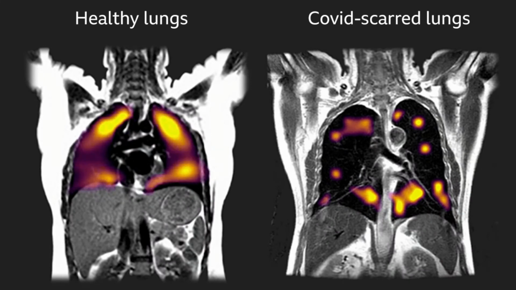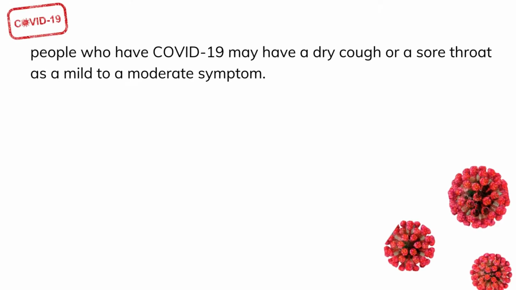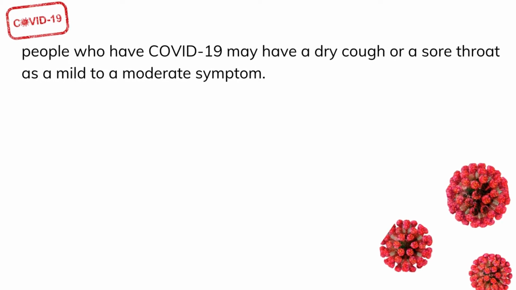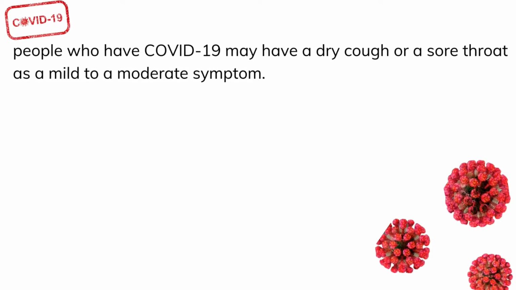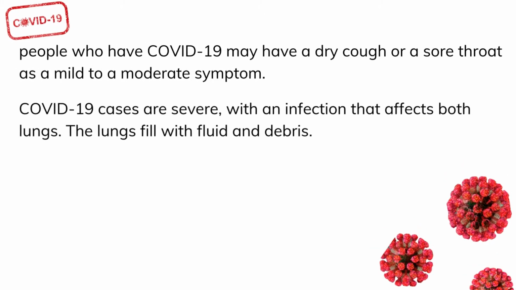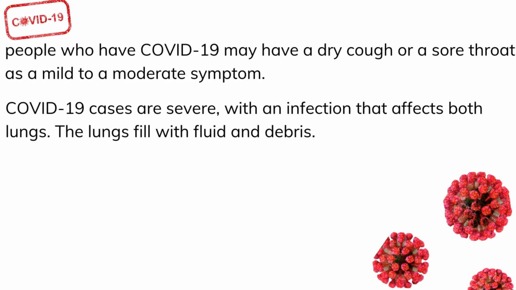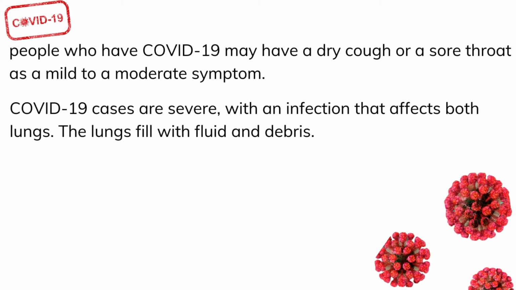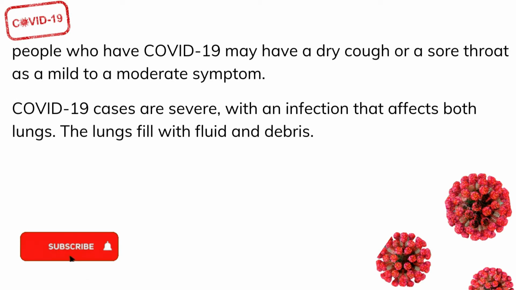As the infection travels through the respiratory tract, the immune system fights back. The lungs and the airway swell and become inflamed. About 80% of people who have COVID-19 get mild to moderate symptoms. They may have a dry cough or a sore throat. About 14% of COVID-19 cases are severe, with an infection that affects both lungs. As the swelling gets worse, the lungs fill with fluid and debris. Some people have pneumonia, a lung infection in which the alveoli are inflamed.